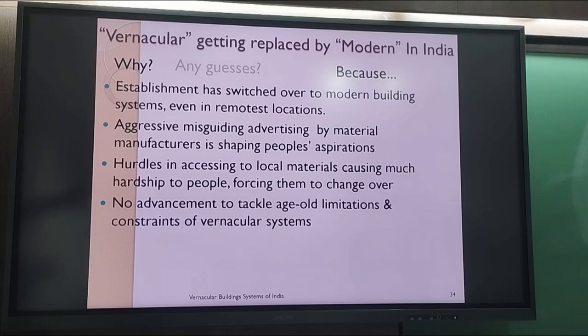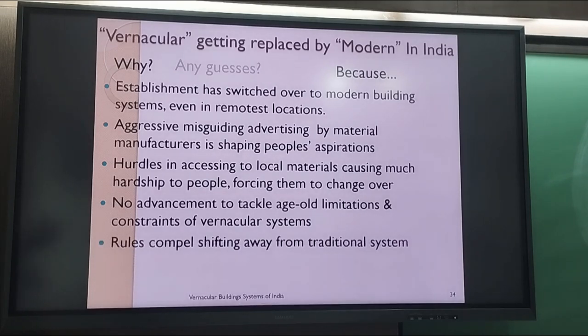No advancement to tackle the age-old limitations and constraints of the vernacular system. See, everything has some positive side and negative side. Like this remote has some positive sides, and I should learn how to use it, but maybe there could be an easier one. So the whole issue is that all traditional systems do have some limitation, and in today's context, can we help to remove that? Rules compel shifting away from the traditional systems.